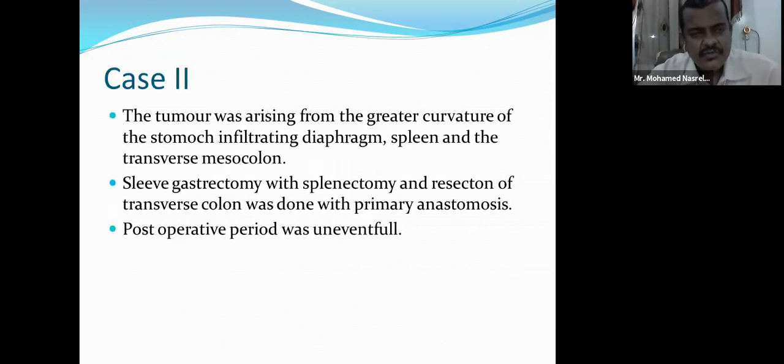The findings were that the tumor was arising from the greater curvature of the stomach, infiltrating the diaphragm, spleen, and the transverse mesocolon. Sleeve gastrectomy with splenectomy and resection of the transverse colon was done with primary anastomosis. The postoperative period was uneventful.